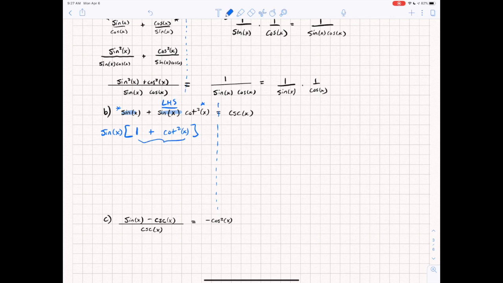So this in parentheses, or in brackets, this 1 plus cotangent squared, we have looked at this before. I actually have it up, I think, in example 2, that this is directly equal to cosecant squared. So that's what's here in brackets.